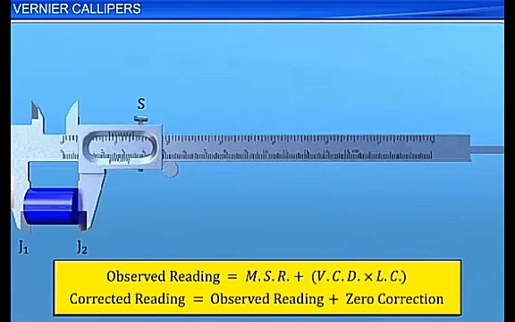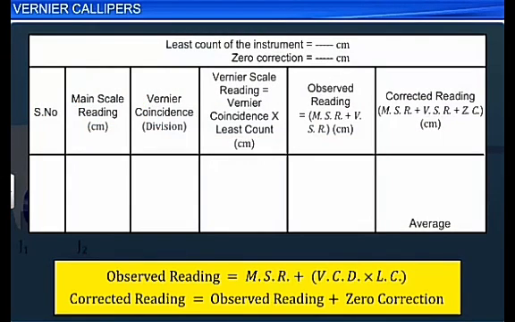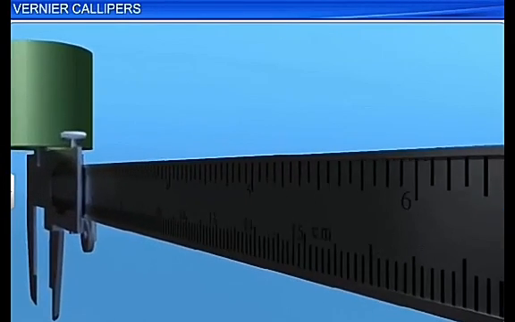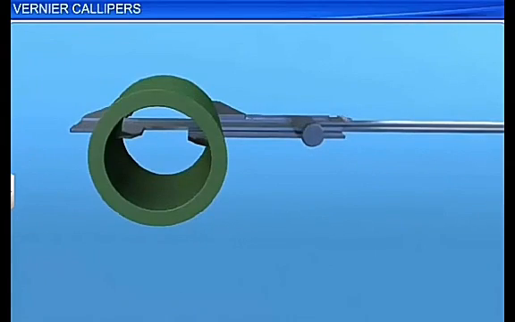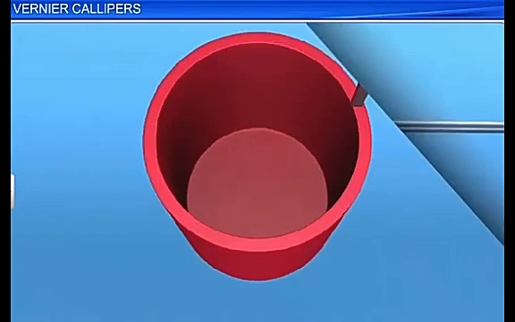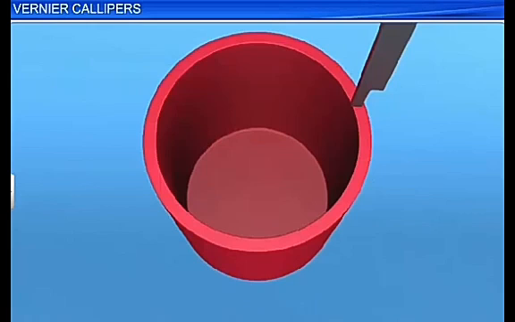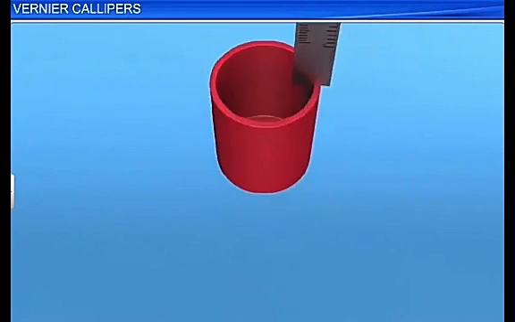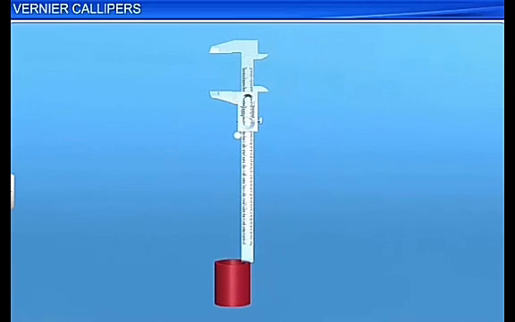Repeat the procedure by placing the object in different positions along its length. The readings are tabulated as shown. The average of the corrected readings gives the length of the object accurately. To find the inner diameter of a hollow cylinder, fix the cylinder to the internal jaws and follow the same procedure. Similarly, to find the depth of a hollow cylinder or a small beaker, place the tail of the vernier calipers along its depth and follow the same procedure.